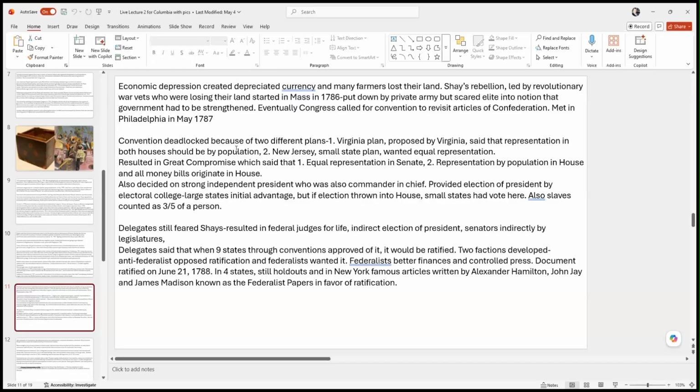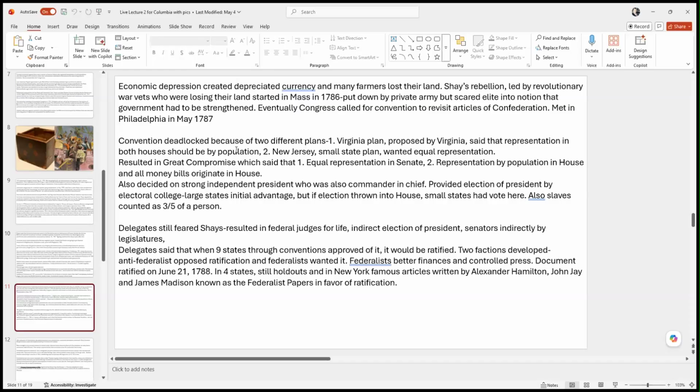And they decided to create a Senate which would have equal representation, and that would be a way that the small states would be satisfied. And they would create a House of Representatives that would be based upon population. And that way the large states would be satisfied. So that was the way they got out of this deadlock. They created this new government based upon that.